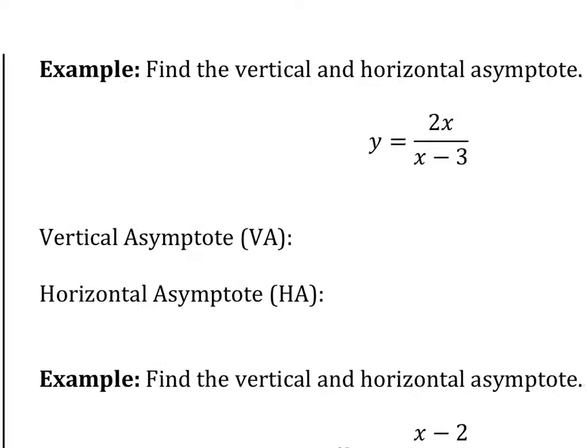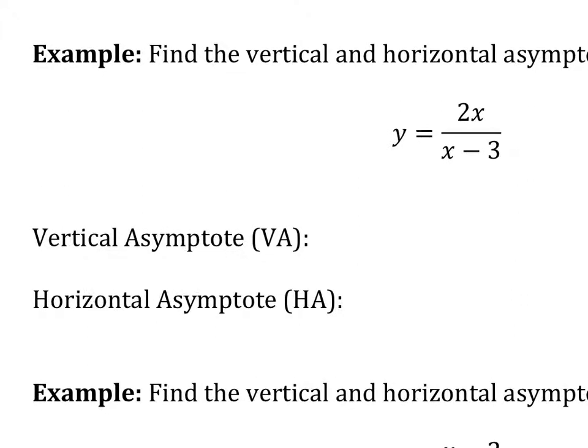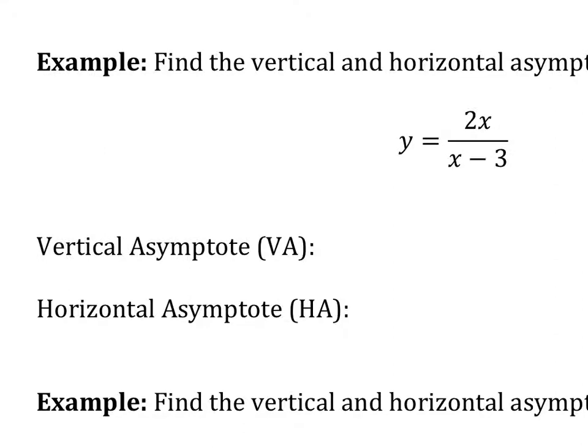Find the vertical and horizontal asymptote. I think you guys can do this. Okay, vertical asymptote, whatever does not cancel out in the denominator. Horizontal asymptote, check those 3 cases. Is the degree the same? Is the degree bigger on the top? Is the degree bigger on the bottom?